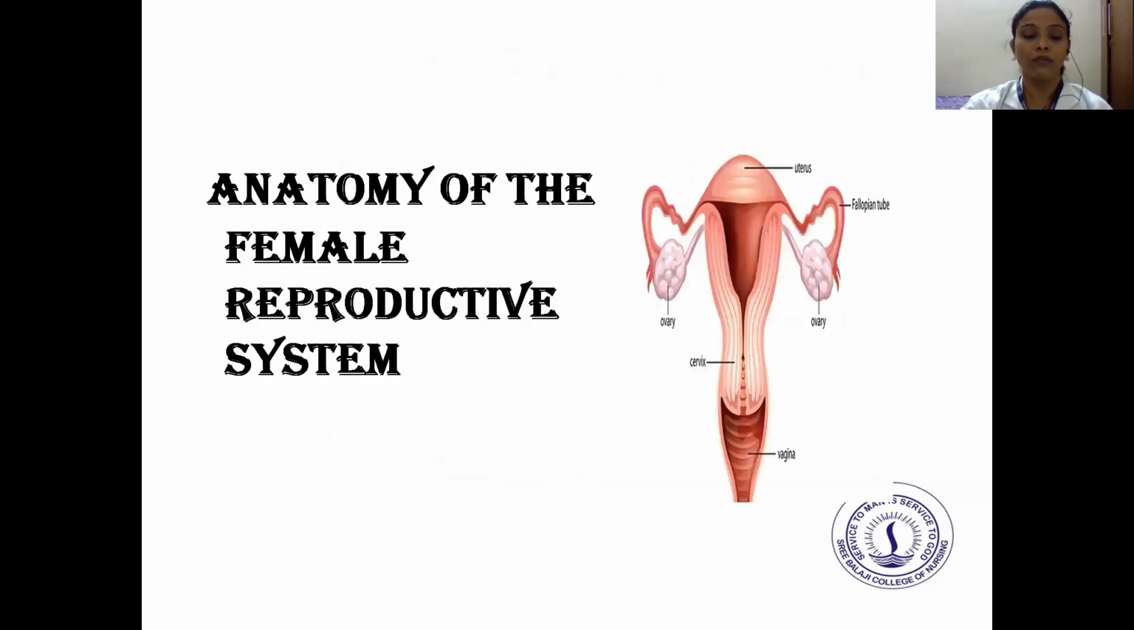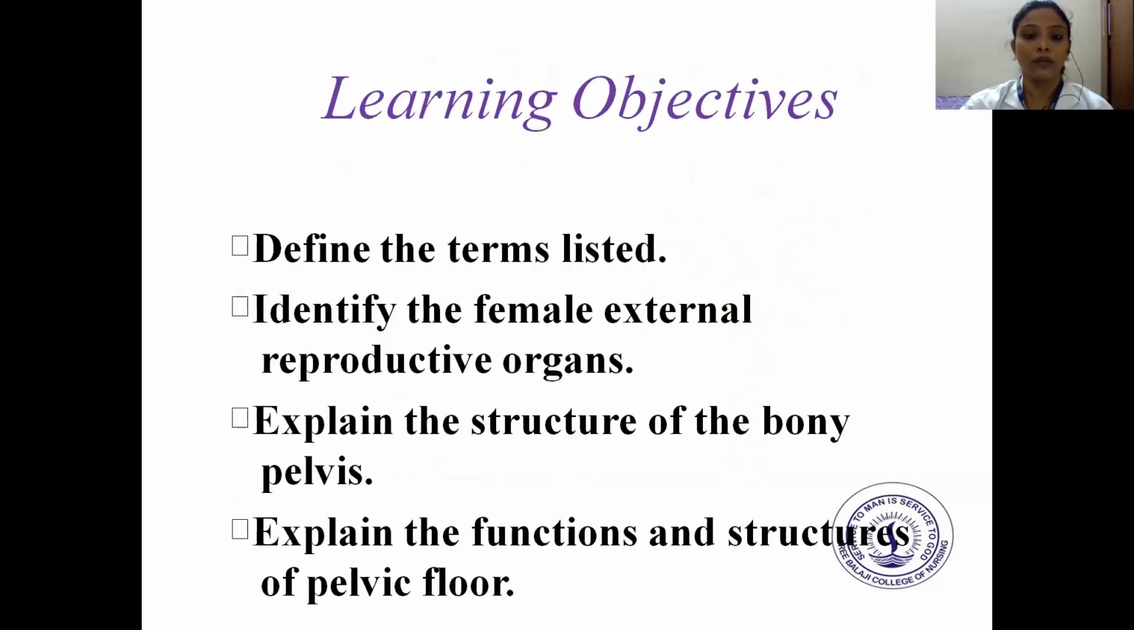Today, I am going to teach you about the anatomy of the female reproductive system. So, what are we going to see in the female reproductive system? We are going to see the definition and the terms, how to identify the female external reproductive genital organs, the structure of the bony pelvis, and the functions and structures of the pelvic floor.